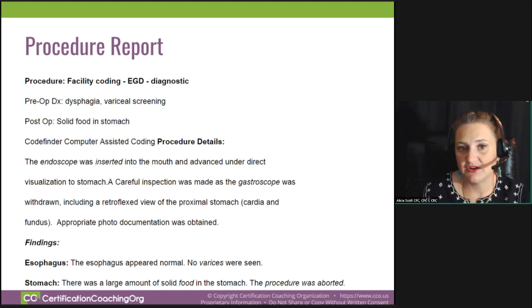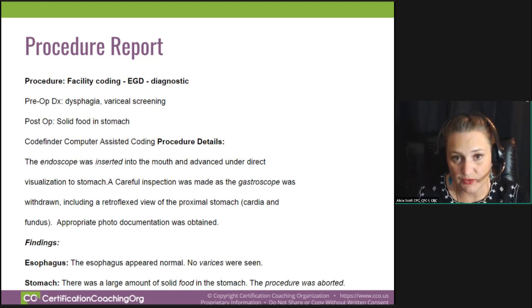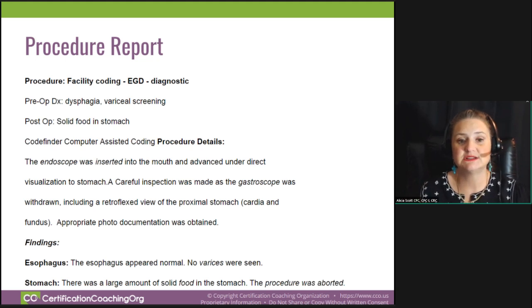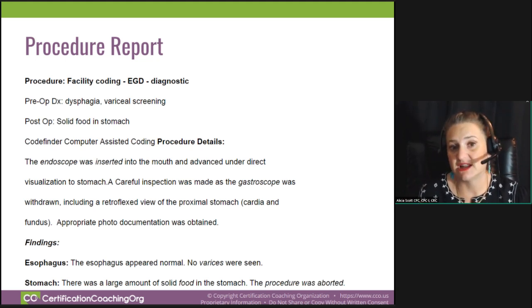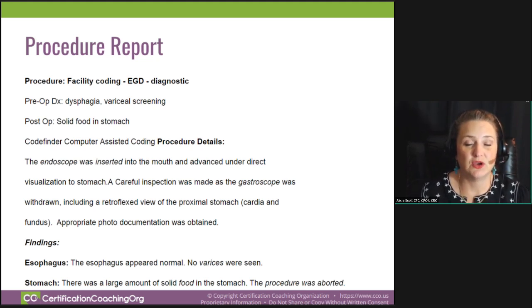Now, if there is food, or if you're doing a lower GI, if there's anything there where they can't get a good view for any reason, then they'll stop the procedure a lot of times. It's not always the case, but they'll maybe want to go in and do it again. Maybe they didn't get a good prep.